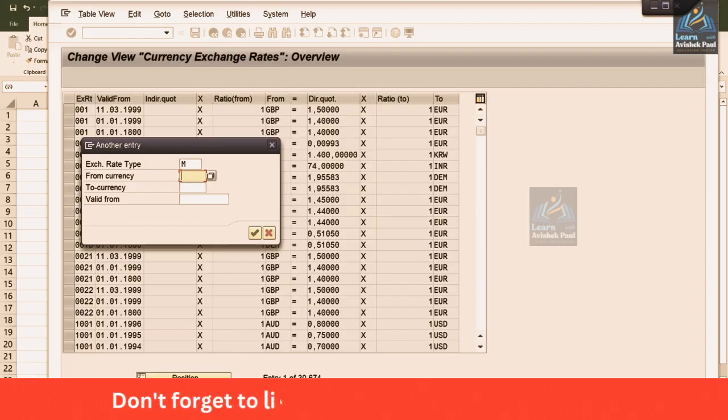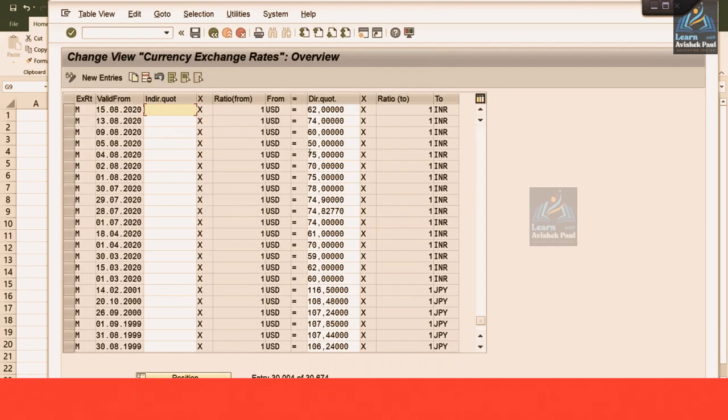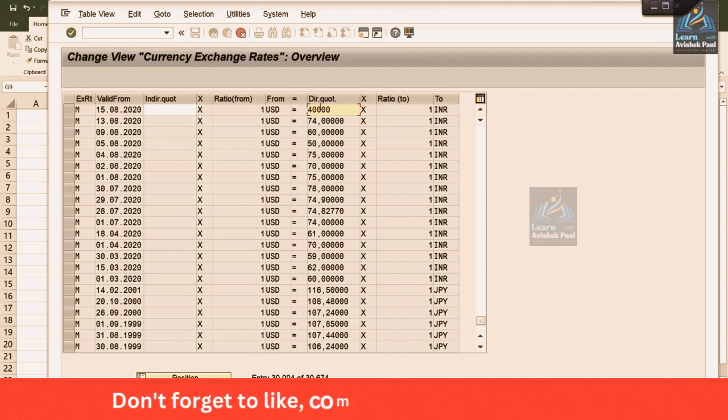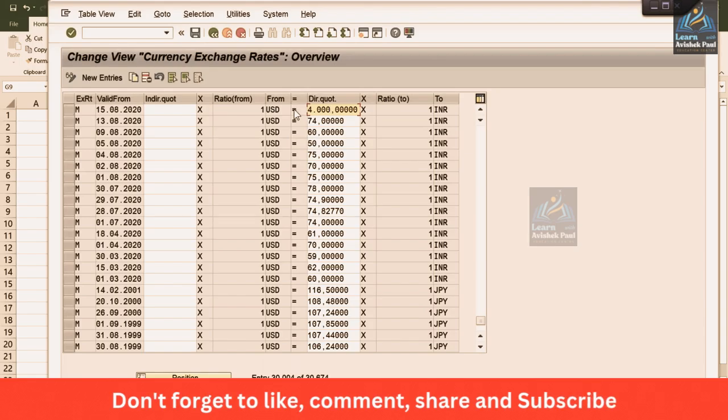So let's suppose exchange rate type, currency, date, percent. So instead of 62, I'm going to give 40,000. 4,000, one more zero, 40,000. And if you press enter, now system is not accepting. Look at here, entry too long. It means system is saying that this rate is too long, right? So why is it too long, guys? If you remove one zero here and press enter, then look at here, system has accepted. So till 4 digits it is accepted.